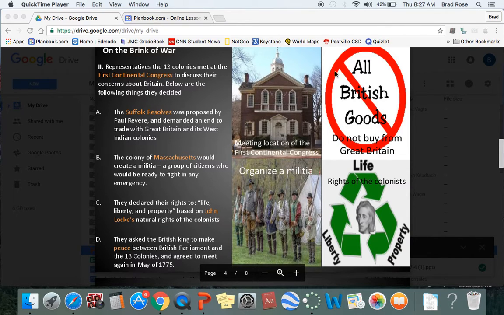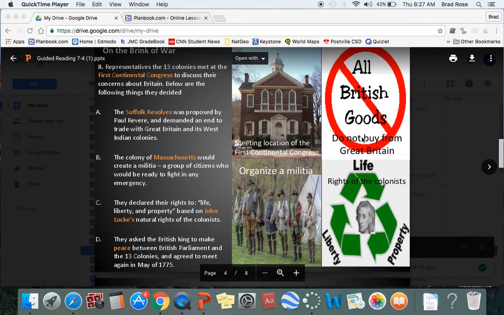Again, this was an idea that you do not buy any British goods, that we encourage all the colonies not to buy British goods. Now, this was something that not everyone in the colonies agreed with, especially the southern colonies who had better trade negotiations with Great Britain.